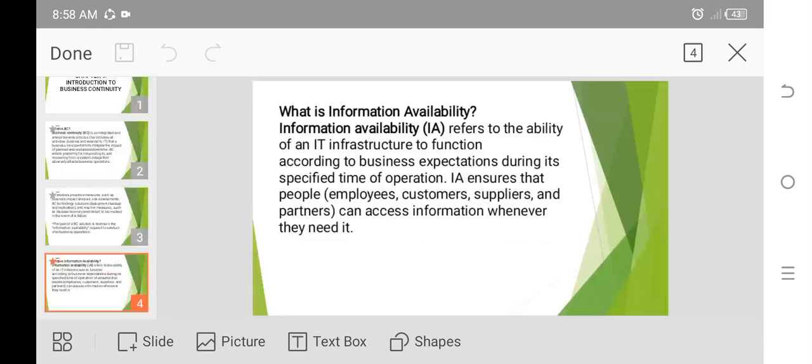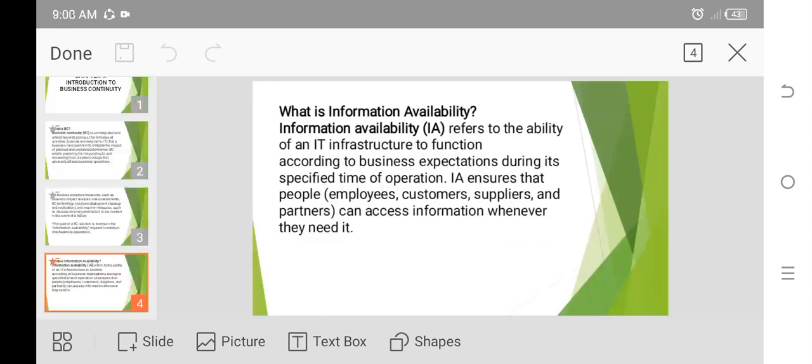Information availability is a term used to describe how well an IT infrastructure can work when it's supposed to. This means that the system should be able to function properly during its scheduled time of operation, so that people who need access to the information can get it whenever they need it. Basically, anyone who needs information from the system in order to do their job effectively.